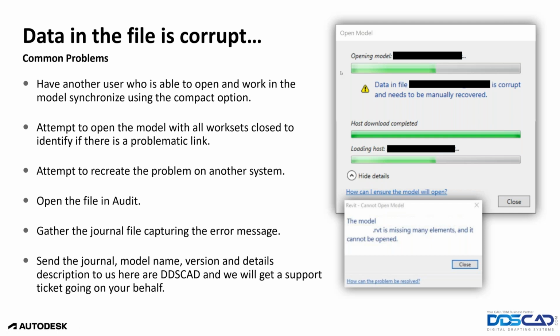So again, having somebody open, if they're able to open, maybe sign them out, sign yourself in and see if you're able to open, see if it's an account issue or if it's something else. Open the file with audit. And then beyond that, if none of those work, you can gather the journal file with the error messages and you can go ahead and send those over to us, if we are your reseller, and we can go ahead and get a case going with Autodesk for you to help you figure out what's going on there.